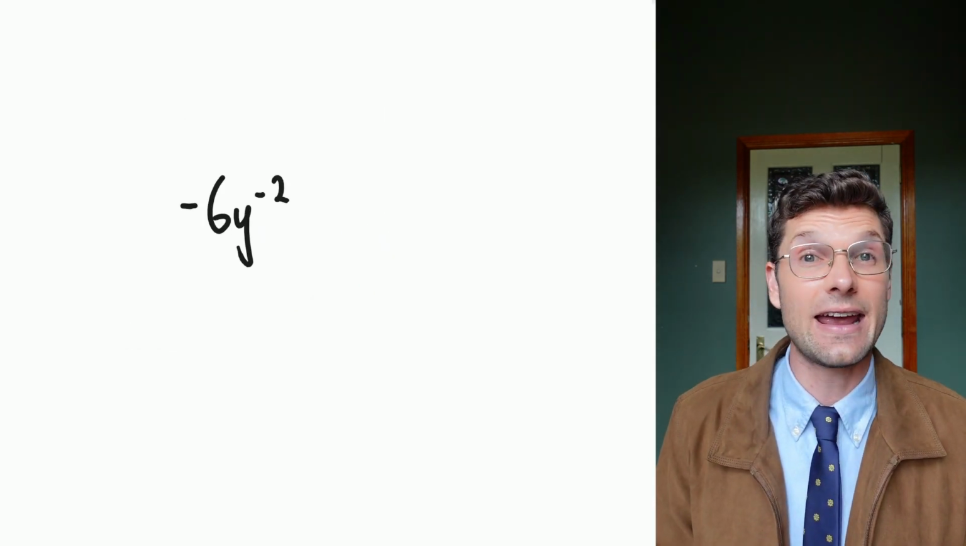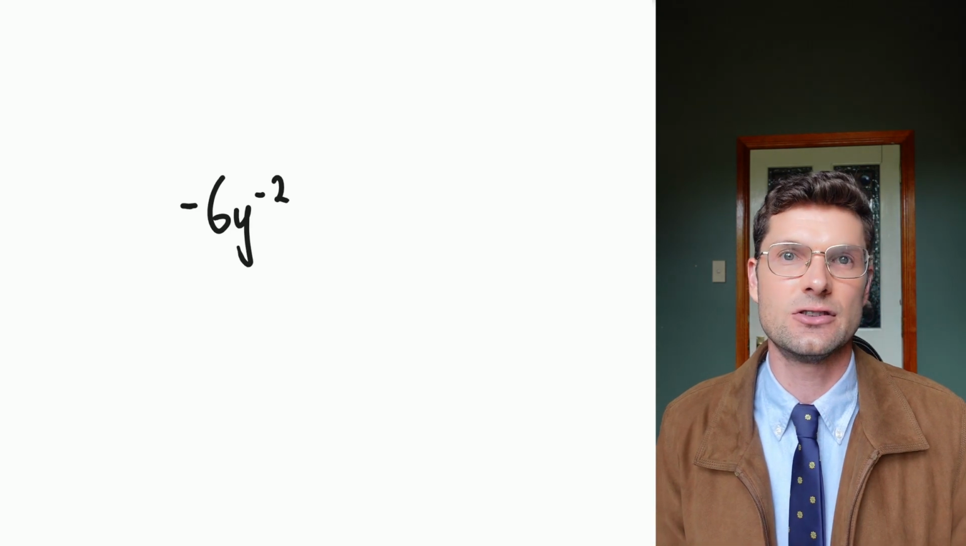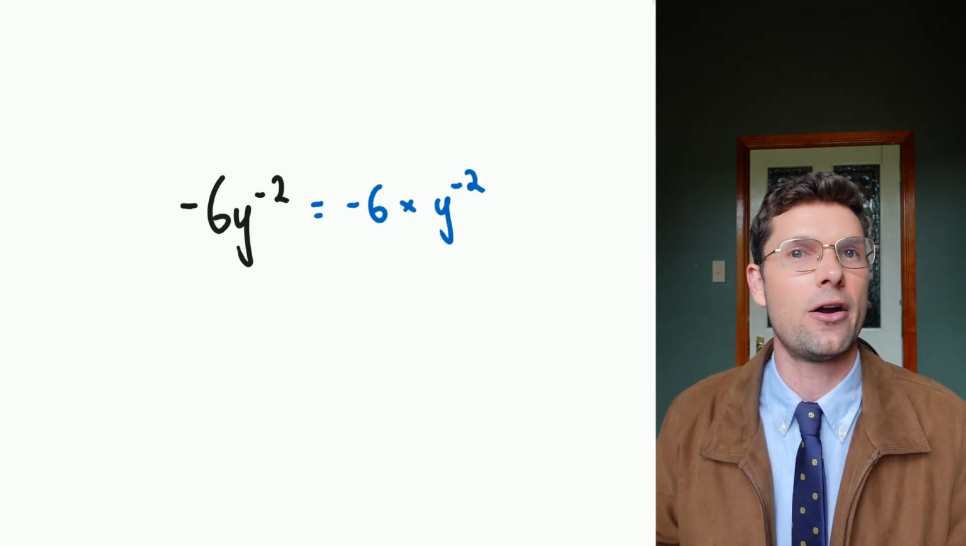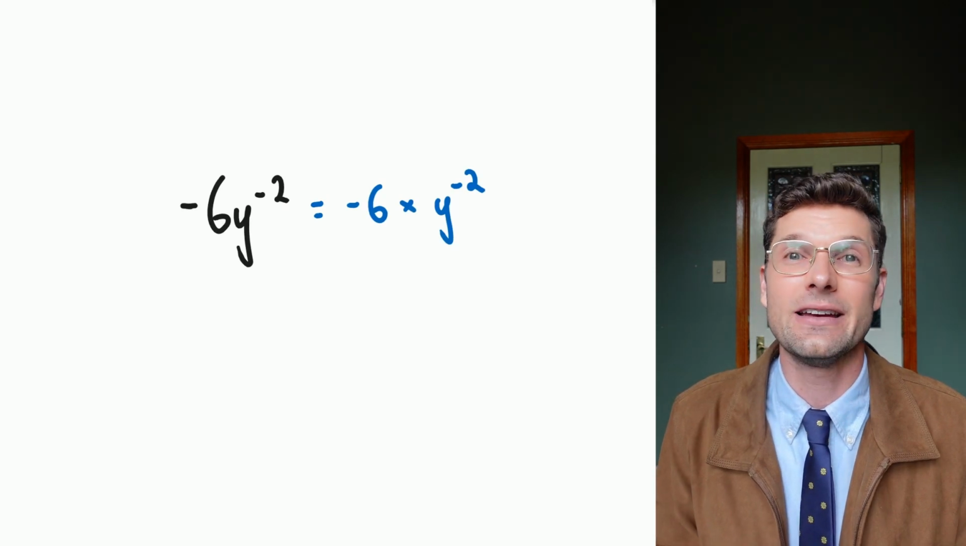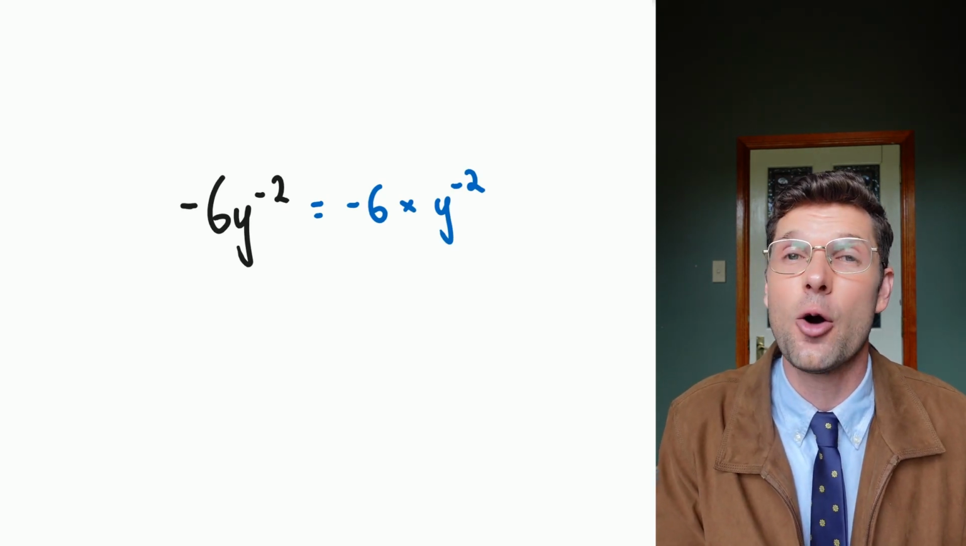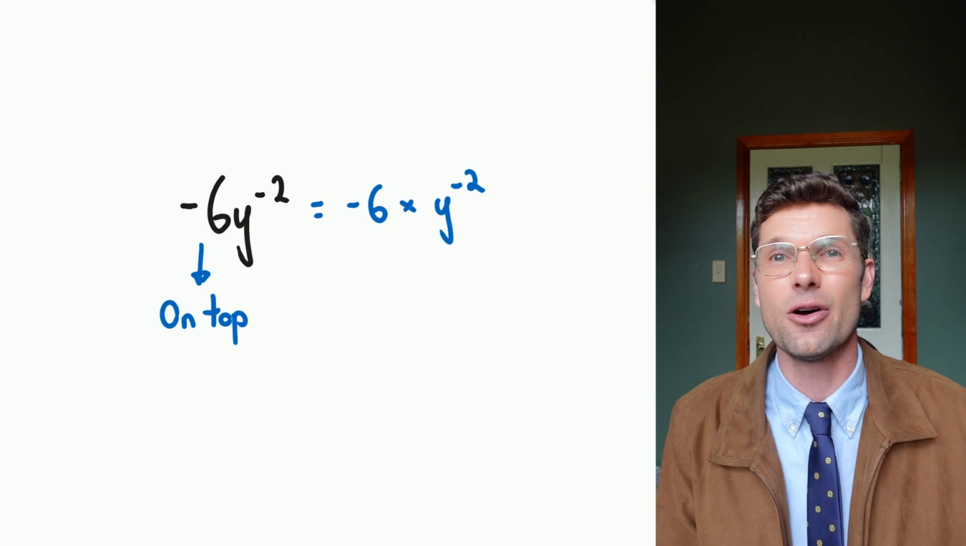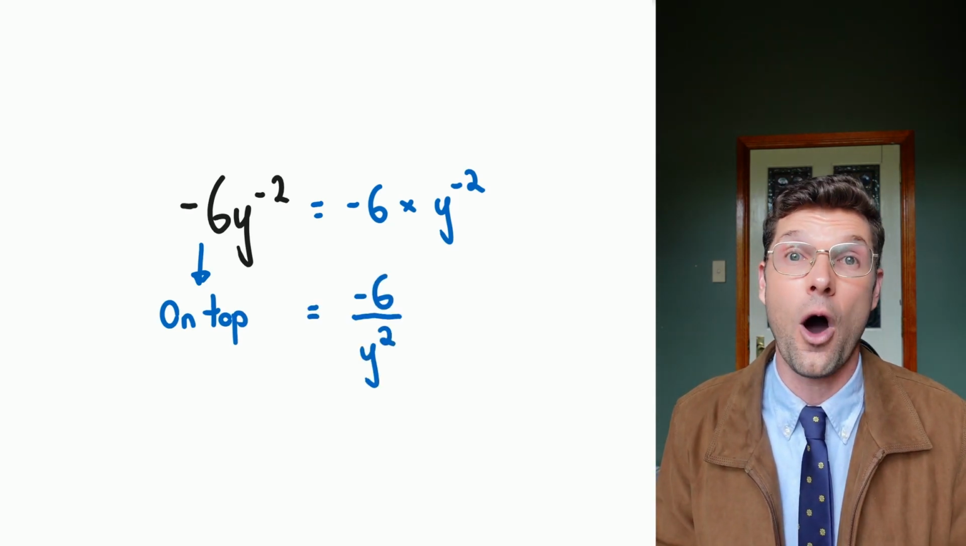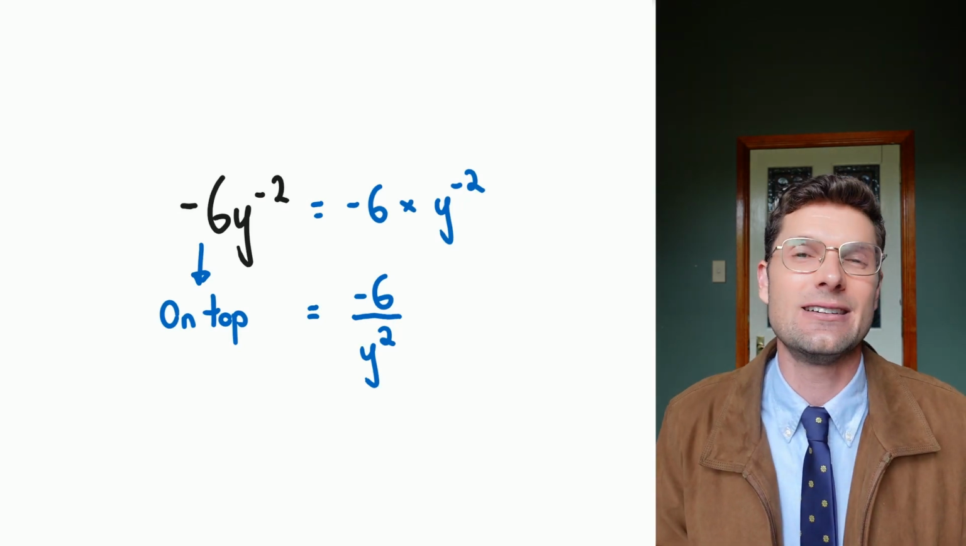So for this one, I've got negative 6 y to the power of negative 2. And again, I'm going to extend this out. I've got negative 6 times y to the power of negative 2. But all I really need to know is that negative 6, the coefficient out the front, is going to go on top of the fraction. So this just becomes negative 6 over y to the power of 2. So these two are exactly the same.